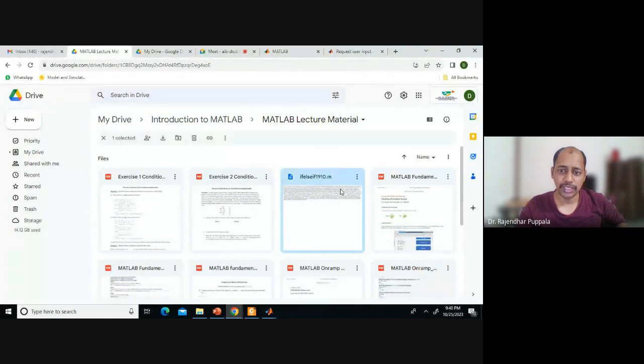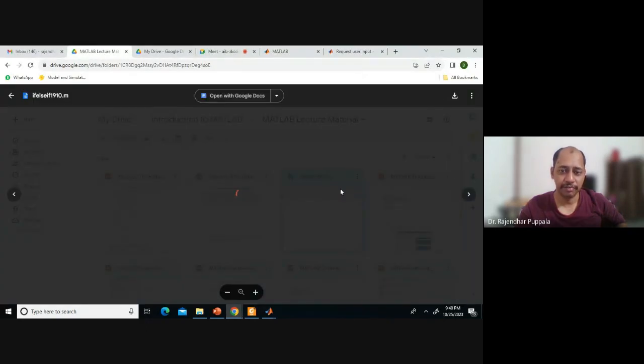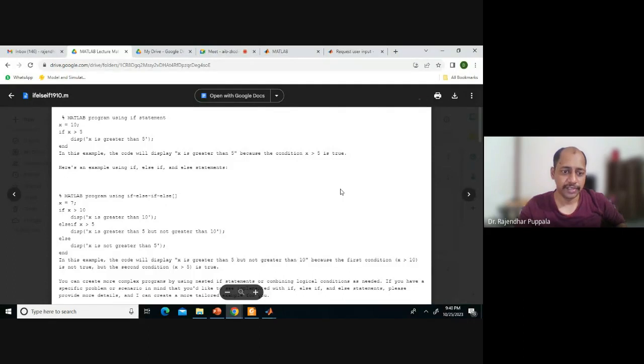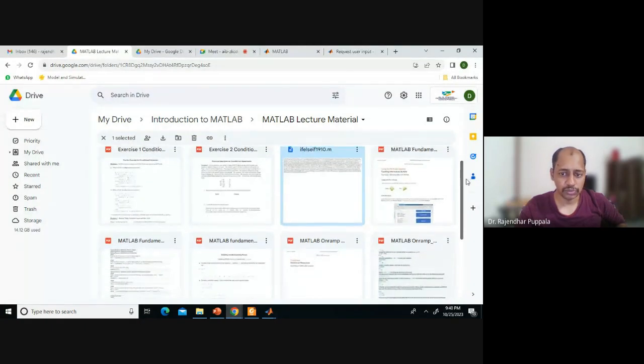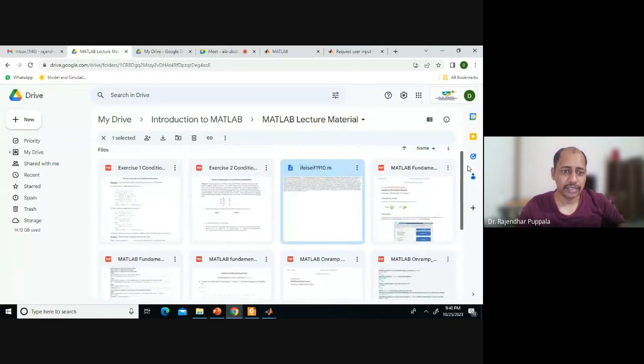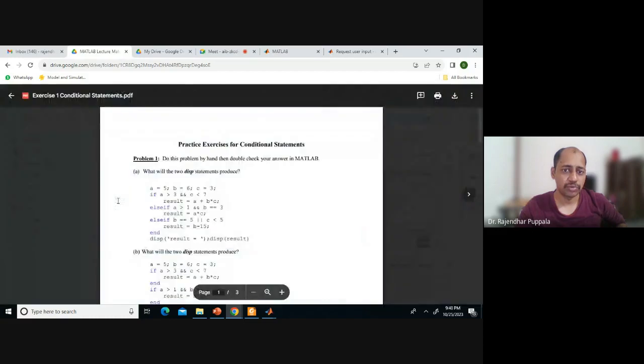In the previous class, we discussed if, else if basic programs. Today also, we are doing if, else if, and some for loops also, with different conditional statement examples, right?